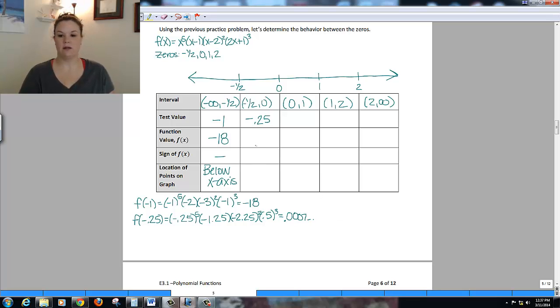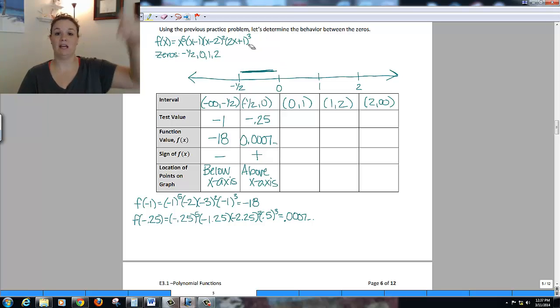Okay. So I end up with positive 0.0007 and some more stuff, which means that this is a positive interval, which means that this is above the x-axis. Okay. So every number between negative 1/2 and 0, when I plug it in, I'm going to get a y value that's above the x-axis, or a positive y value. Okay. All right, let's test our next interval, which is from 0 to 1.